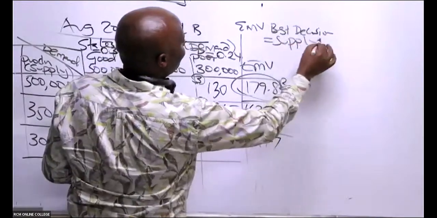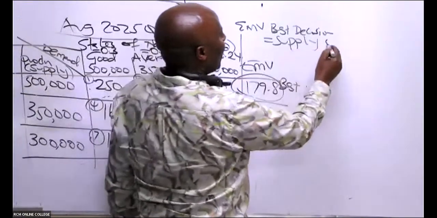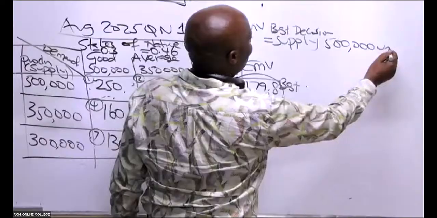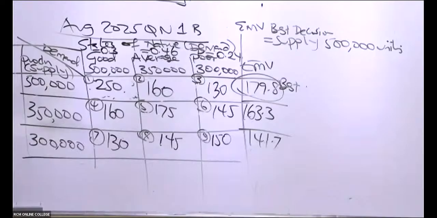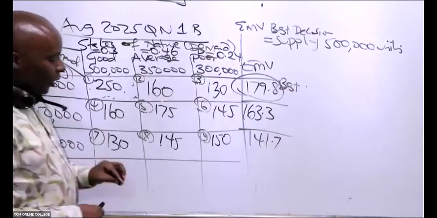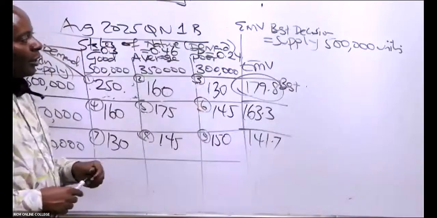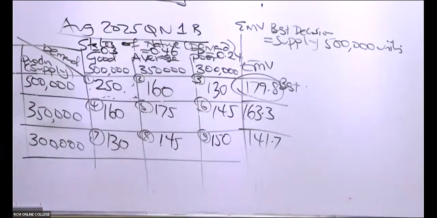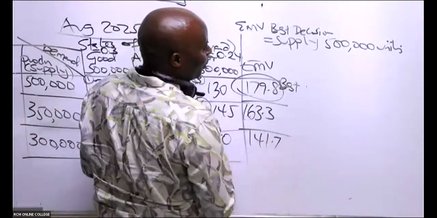supply how many umbrellas? 500,000. Supply 500,000 units of umbrellas. EMV, best decision. Because for expected monetary value, the higher the money, the better. The higher the better. So expected monetary value, best decision will be to supply 500,000.